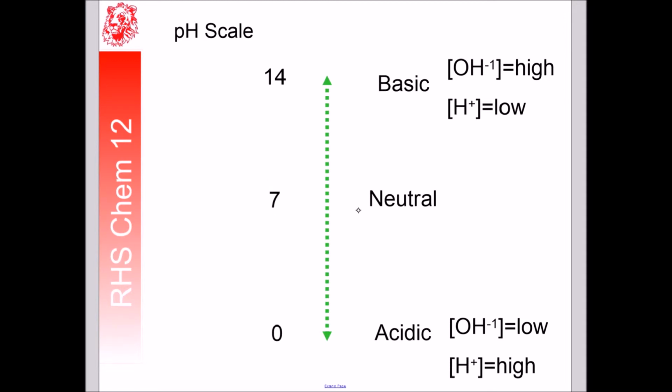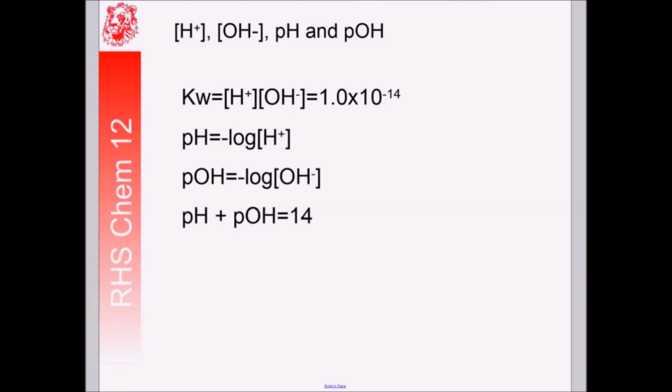When we're at pH 7, it's neutral, so the concentration of H plus is equal to the concentration of OH minus, which just happens to be 1.0 times 10 to the negative 7. And then at a pH of 14, it's very basic. The concentration of OH minus is really high, and the concentration of H plus is really low. We also have this thing called pOH. Whatever we can do with H pluses, we can also do with OH minus, and so this pOH is exactly the same thing, it's just the opposite.